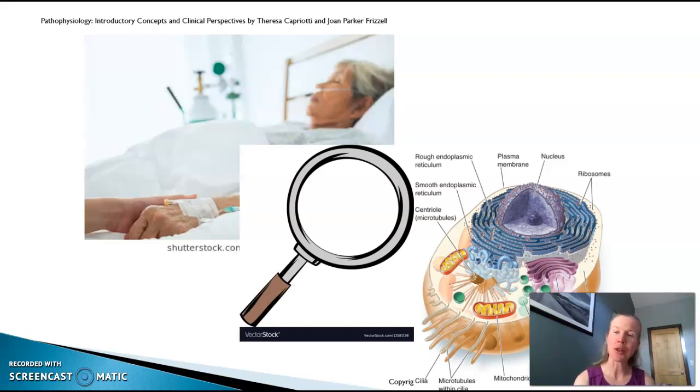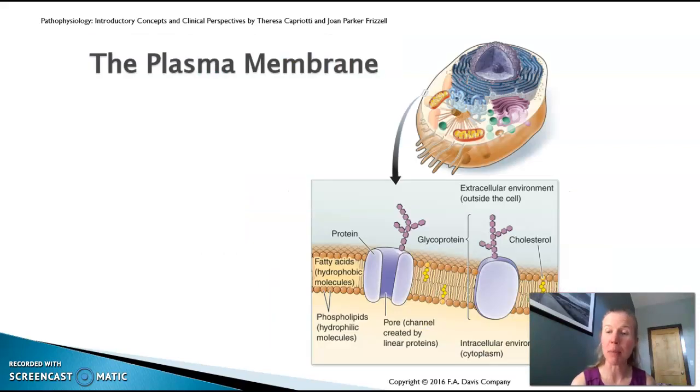So let's take a little look at the cell. Remember, the plasma membrane. This is that phospholipid bilayer that encloses the cell. It is studded with proteins. Some of those are glycoproteins, right? This is trying to show a sugar protein mixture. That would be a glycoprotein.